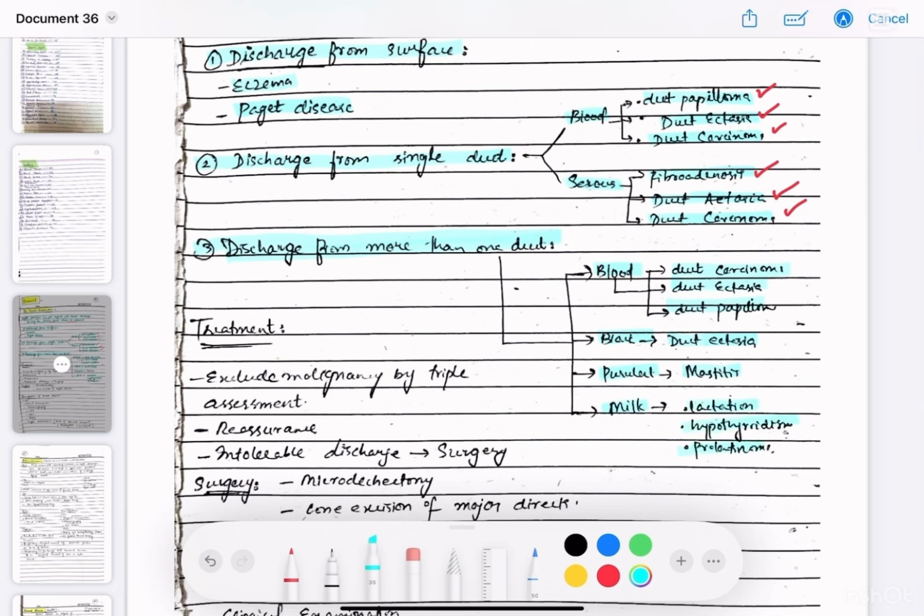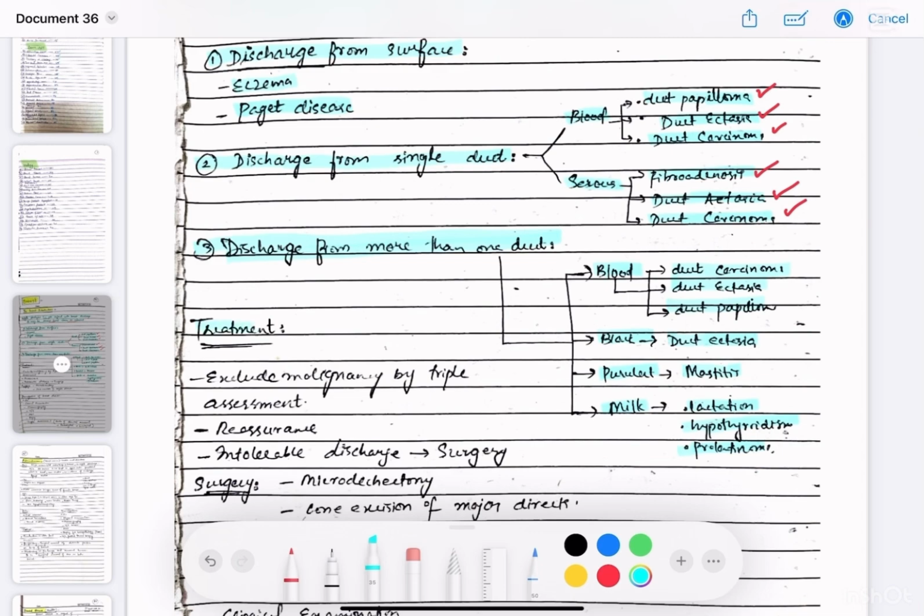So breast discharge alone can give you a lot of differential diagnoses. If it is blood, then it is duct papilloma, or duct ectasia, or duct carcinoma. If it is milk, then it is lactation, hypothyroidism, and prolactinoma. If it is purulent, then it is mastitis, and if it is black, then it is duct ectasia.